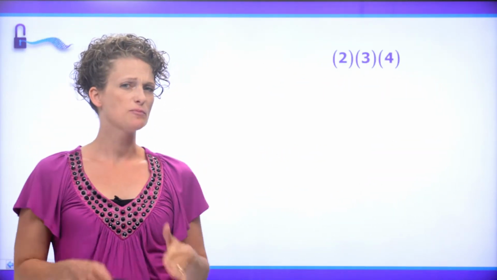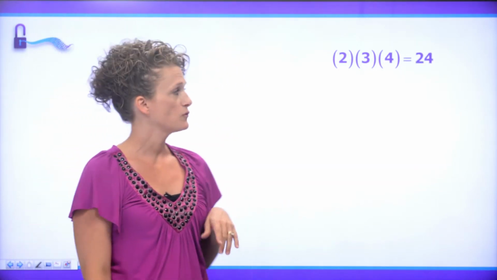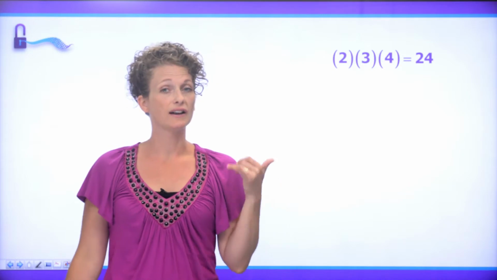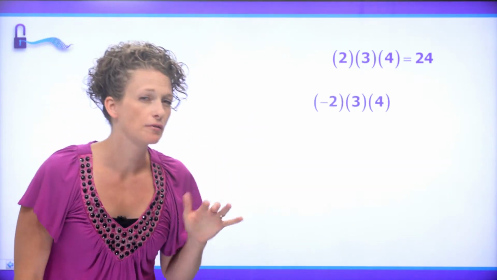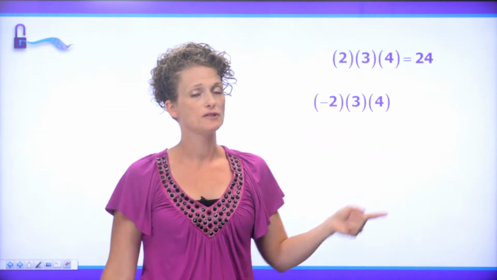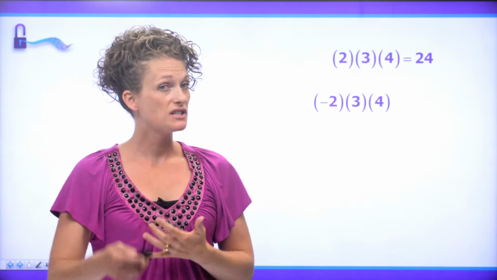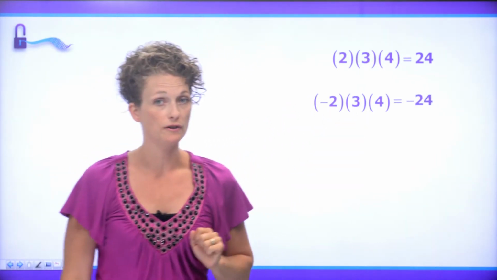So let's put that into practice a little bit. Now I have three numbers. 2 times 3 times 4, I multiply those together and I get the product of 24. Well, how about I throw in a negative? A negative 2 times 3 times 4, it's just like what we did before. A negative times a positive is going to give us a negative 24.